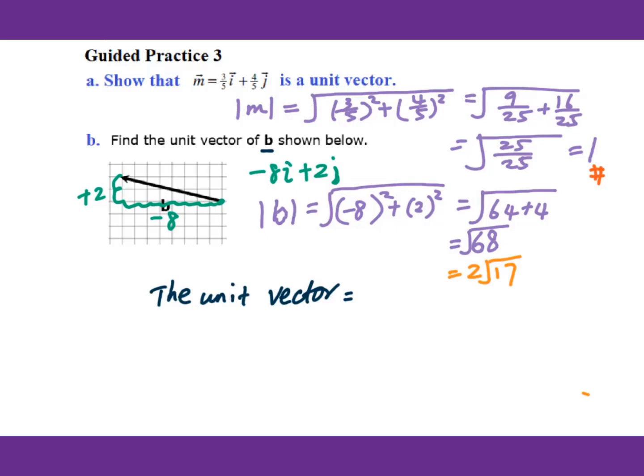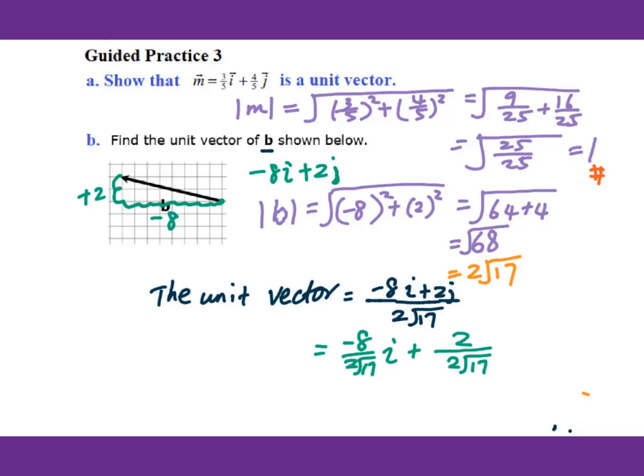The unit vector of B will be B over its length. So we have negative 8i plus 2j over 2 square root of 17. So I need to separate. That is negative 8 over 2 square root of 17 i plus 2 over 2 square root of 17 j.